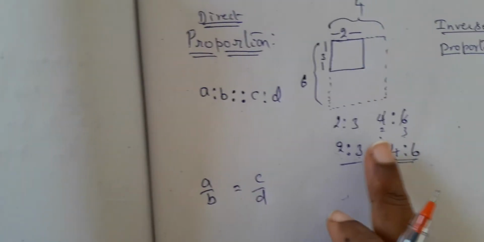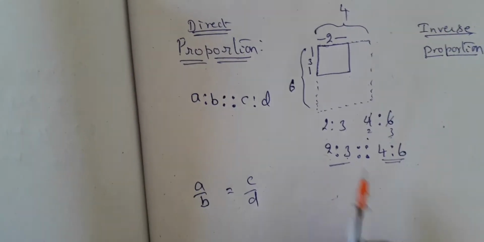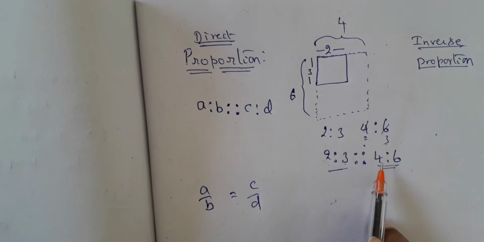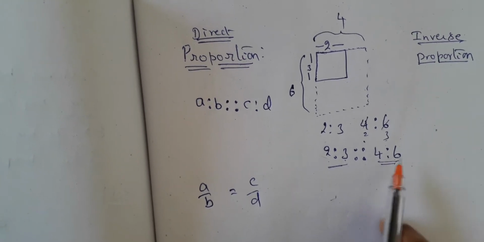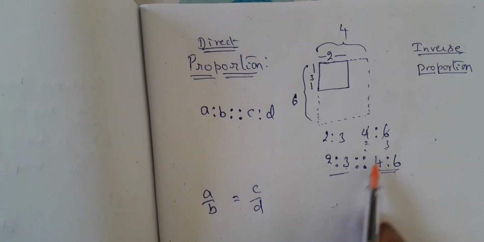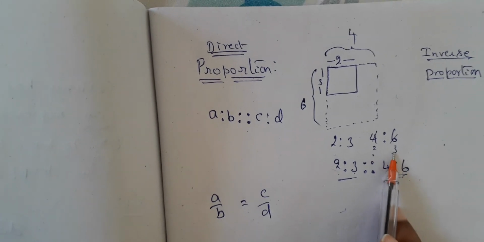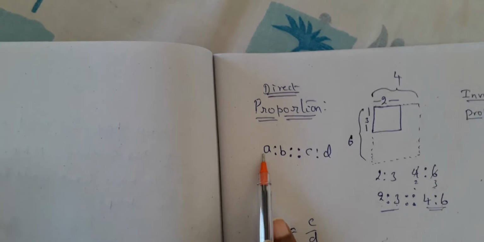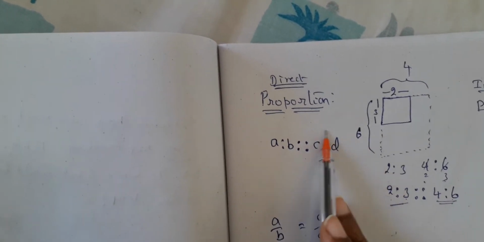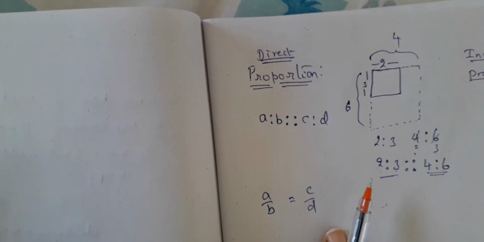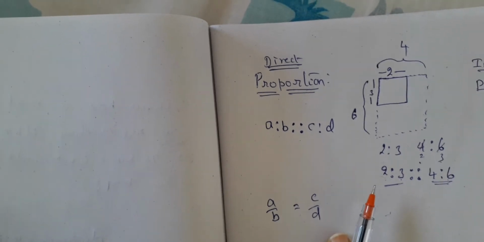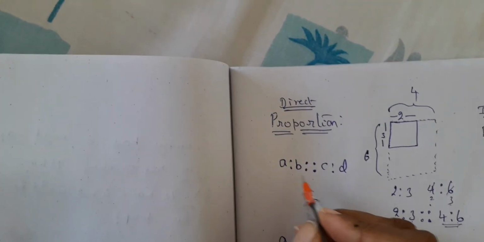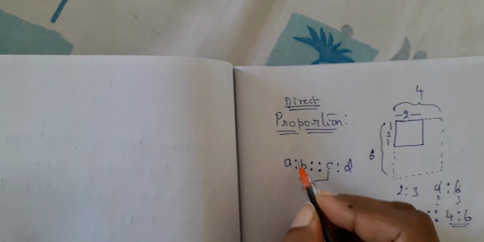This is what we have already proved here also, that 2 is to 3 is as 4 is to 6. After simplification, 4 is to 6 turns out to be 2 is to 3. So that means this ratio is equal to this ratio. That means the ratio of A to B is equal to the ratio of C to D. Right? So this is how. And usually we call these the means and these two are called the extremes.